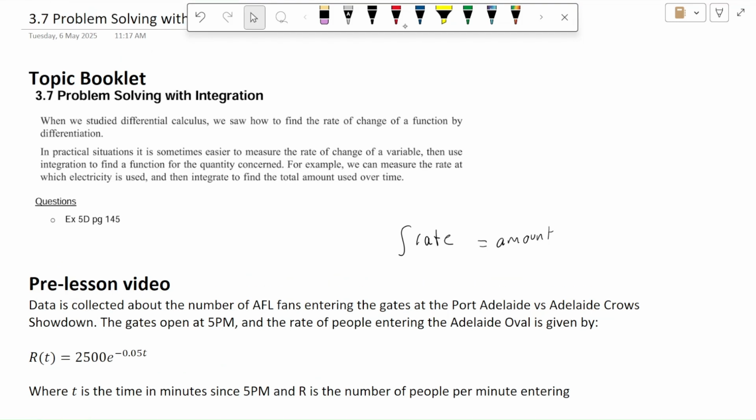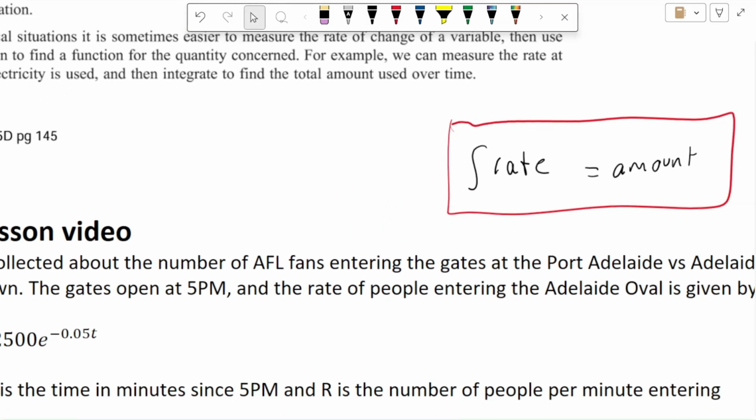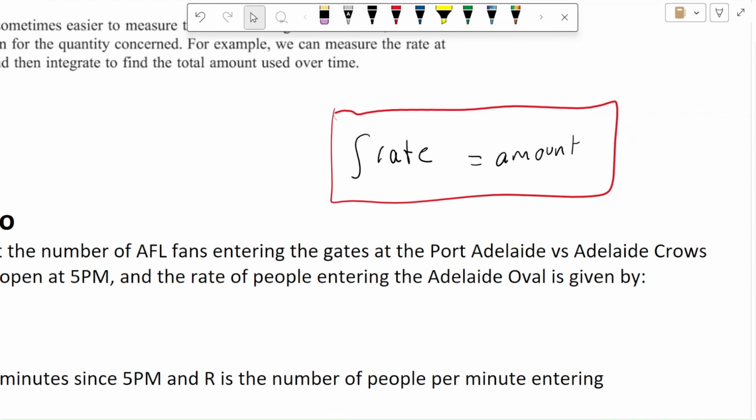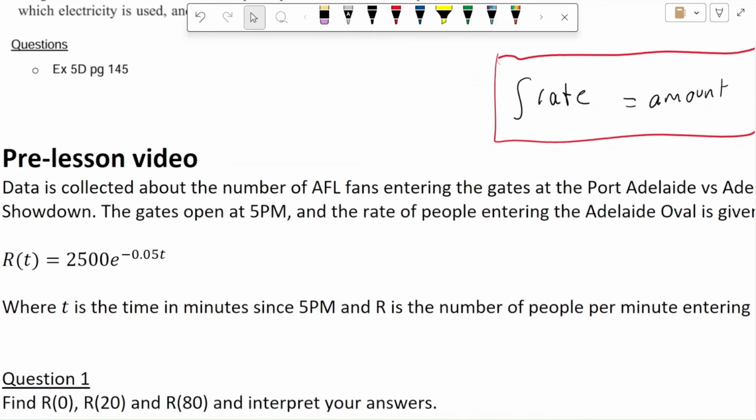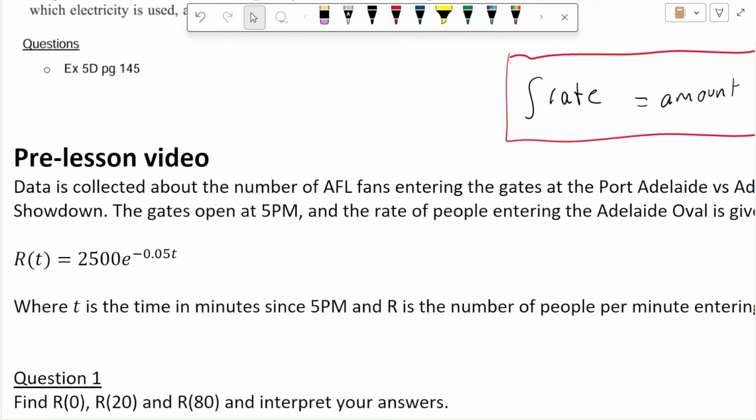Alright, in this video we're doing problem solving with integration. What it really comes down to is that the integral of a rate equals an amount. For example, if you integrate your velocity, you get your displacement. Or if I was gaining $5 a day and I wanted to integrate that, it would give me the total amount of money that I'd got.